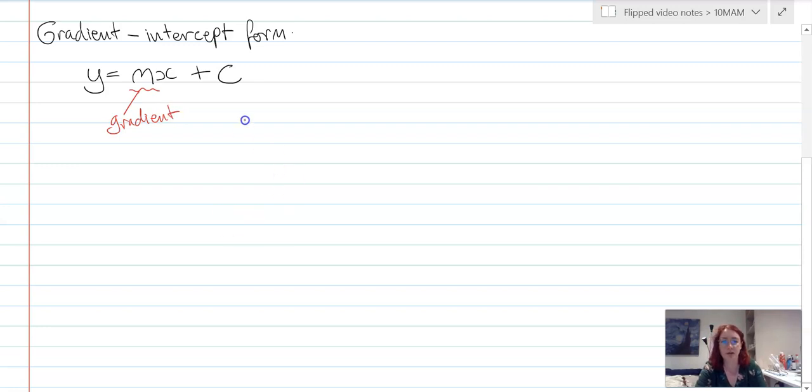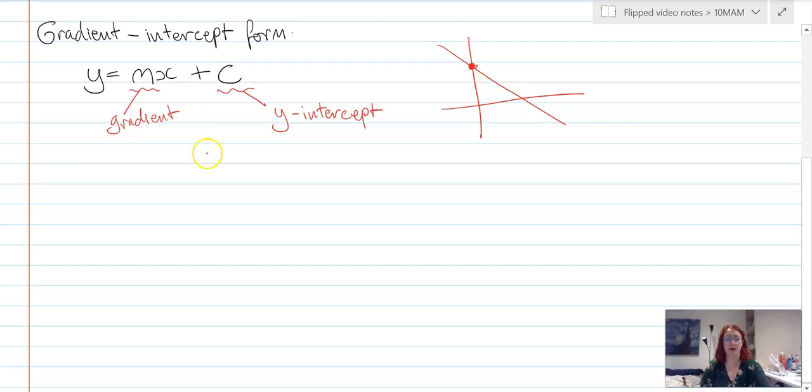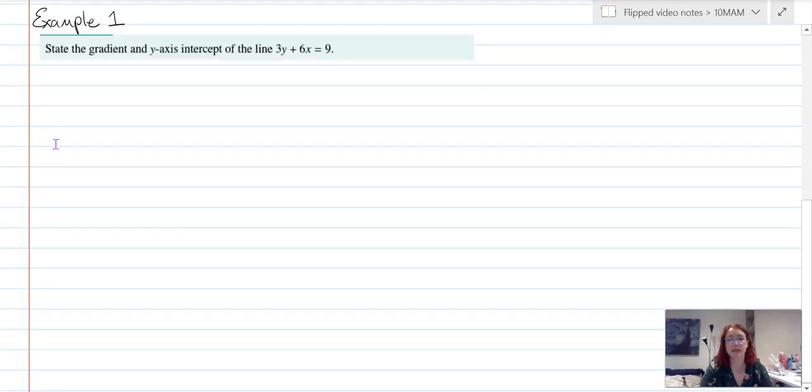As we know from when we find the gradient, we label it m. And c is representing our y-intercept. So that is the point that the line crosses the y-axis. So in this case, that would be our y-intercept right there. So if a question like this one says, state the gradient and y-axis intercept, so y-intercept of a line, if it's in your gradient intercept form and you've already got m and c, you can literally just say gradient is this number, y-intercept is this number.